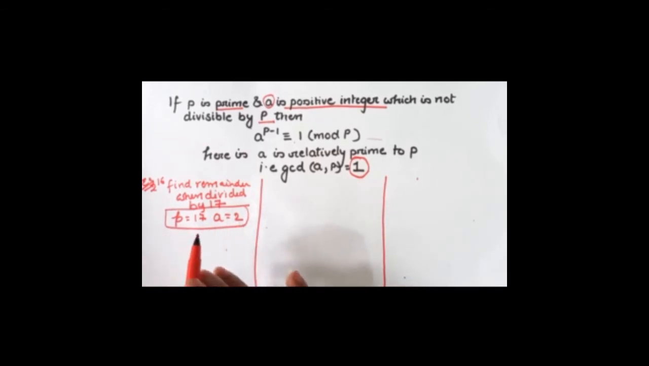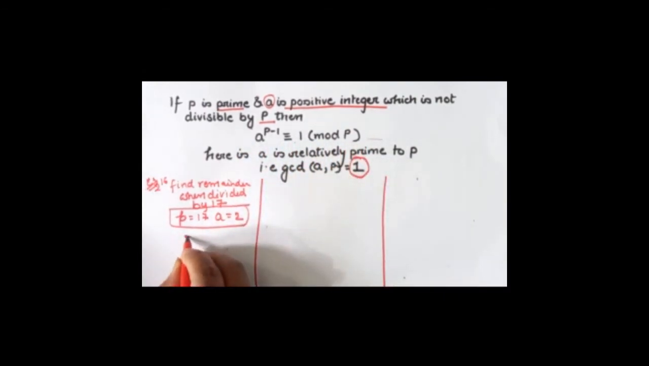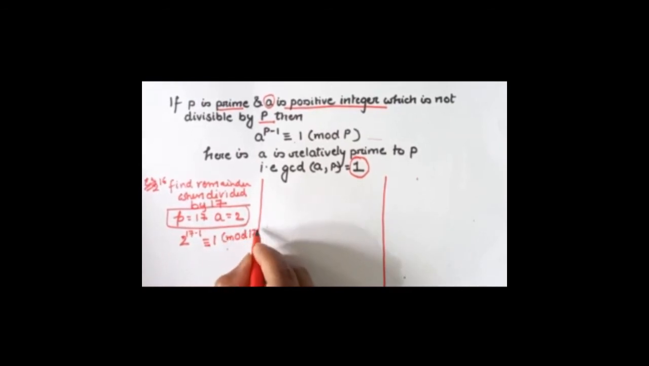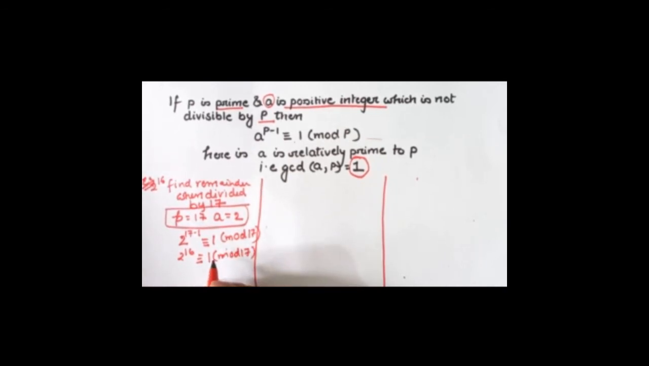Now it is very simple. Since all the conditions are satisfied here, we can simply write this in this form. 2 to the power P minus 1, that is 17 minus 1, is congruent to 1 mod P, that is 17 in my case. So 2 to the power 16 is congruent to 1 mod 17. Therefore, the answer to what will be the remainder when divided by 17 is 1. 1 will be the remainder, as you can see from here.